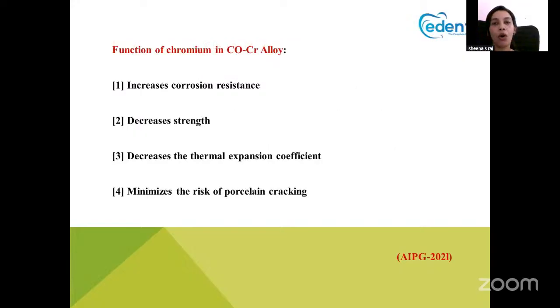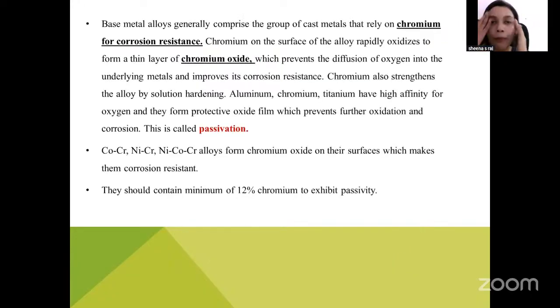Next question. What is the function of chromium in a cobalt-chromium alloy? As I told earlier, please memorize it as CC. Chromium is always used for corrosion resistance. Some important points to keep in mind: chromium, as I told earlier, reacts with oxygen to form chromium oxide. They form a very thin layer on the surface of the metal and prevent further diffusion of oxygen, and further deterioration of the metal is prevented by this very thin chromium oxide layer.